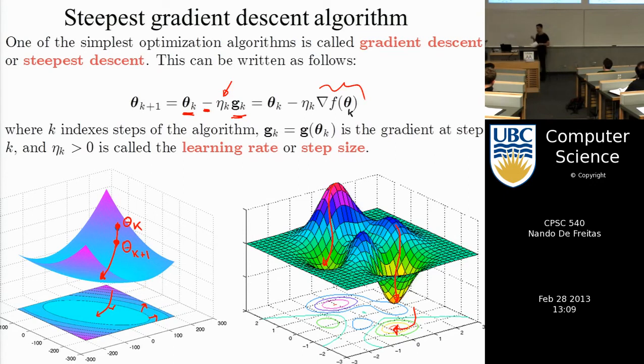So eta controls essentially the stickiness of this coin, or the momentum. If I make it go too fast in the direction of the gradient, it will overshoot. If eta is too large, it will overshoot. If eta is too small, it will get stuck. So there is an issue of tuning eta.